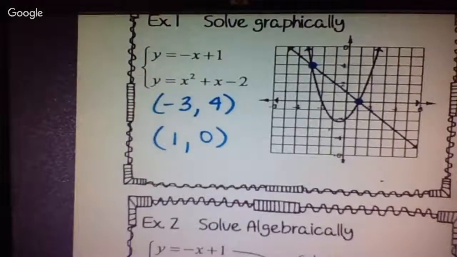Okay, apparently I'm really not making enough copies. I need to go make another copy real fast. What if they don't intersect? Then there's no solution. So we just put no solution? Yep. If they do not intersect, your answer is no solution.